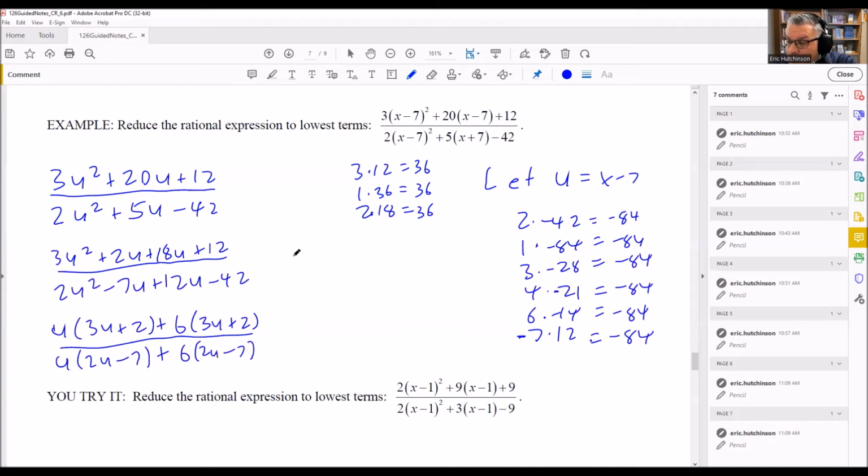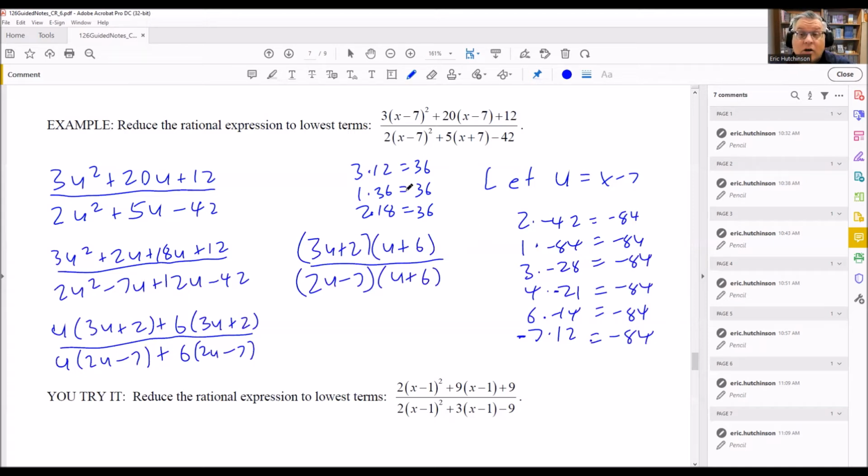Now we want to factor the common factor out. The 3u plus 2 is repeated, and if we take that out, you'll get u plus 6 left over. On the bottom, the 2u minus 7 is the one that repeats, and you have u plus 6 left over.